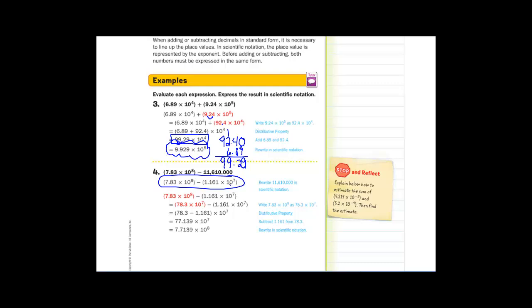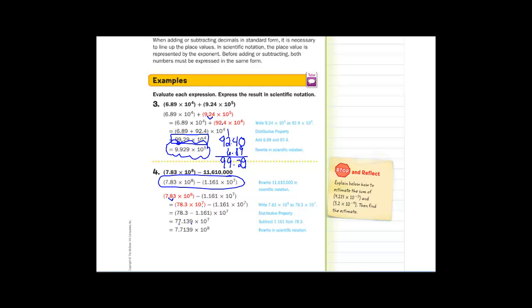So it's easier, actually, if you'll just take and make one of them go down. So 10 to the 7th we're going to leave. 10 to the 8th we're going to make a 10 to the 7th. Remember, move it one place to the right to go down one. So 78.3 times 10 to the 7th minus 1.161 times 10 to the 7th, I can simply subtract my first numbers. And if I subtract them, I get 77.139 times 10 to the 7th. That last part hasn't changed.